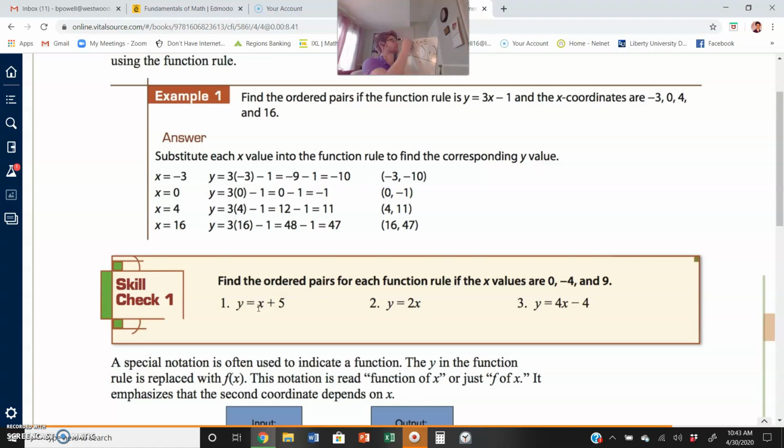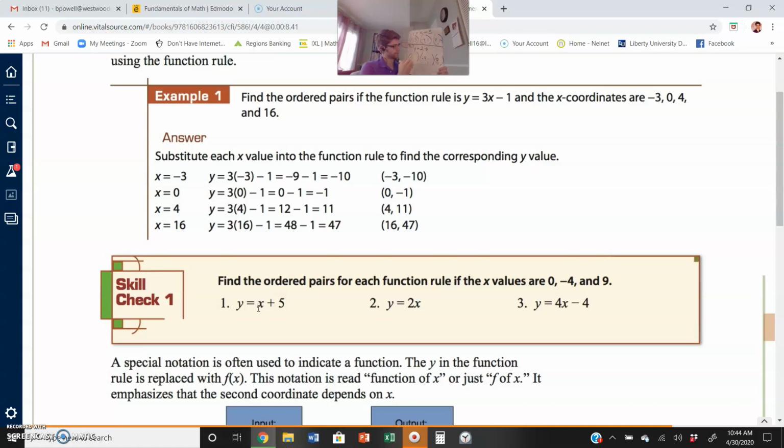Let's look at number 2. This one was number 1. Let's look at number 2. Number 2, we have y equals 2x. And we have the same x values. We have 0, -4, and 9. But we're going to get different y values because we have a different function rule.